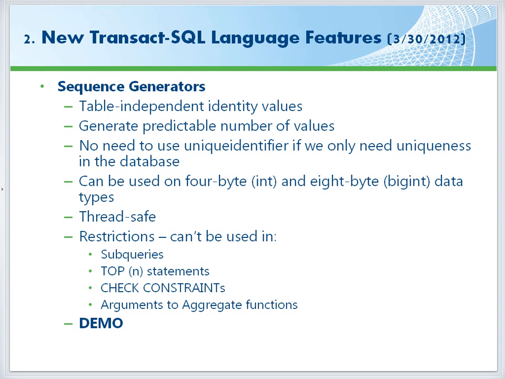One of the nice features in SQL Server 2012 is actually a combination of T-SQL features as well as a new database object called a sequence generator. Essentially, a new table-independent identity capability, so that we can have integer values that are unique across all the tables in a particular database. So, if you were previously using a unique identifier or utilizing your own approach to try to maintain a unique set of integers across tables in a database, you can now utilize the sequence generator.